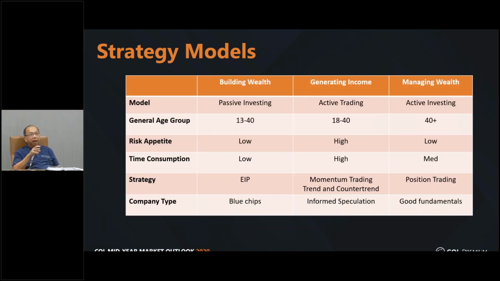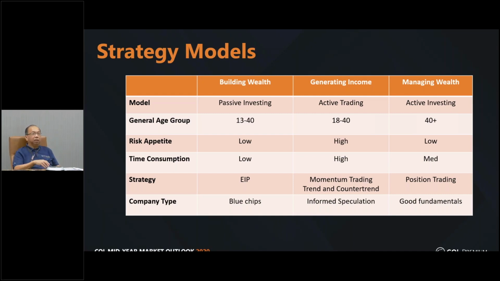So building wealth, passive investing, age group: start early. When you're a teenager already, you can tell your parents basically to start investing for you. Risk appetite, almost nil. Time consumption, none. Strategy, easy investment program. Company type, it can be blue chips or a PSE index. So it's a no-brainer. Building wealth is the easiest.